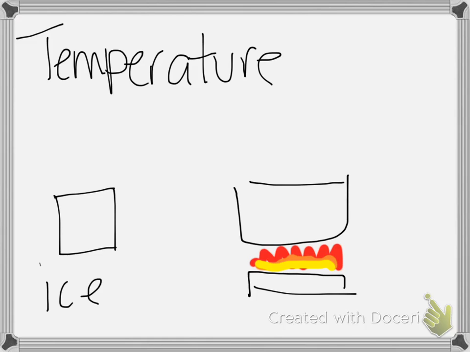Temperature is something that you're familiar with. Okay, the hotter something is, the faster those molecules are going to move, and the faster they're moving, the more likely you are to get a collision.